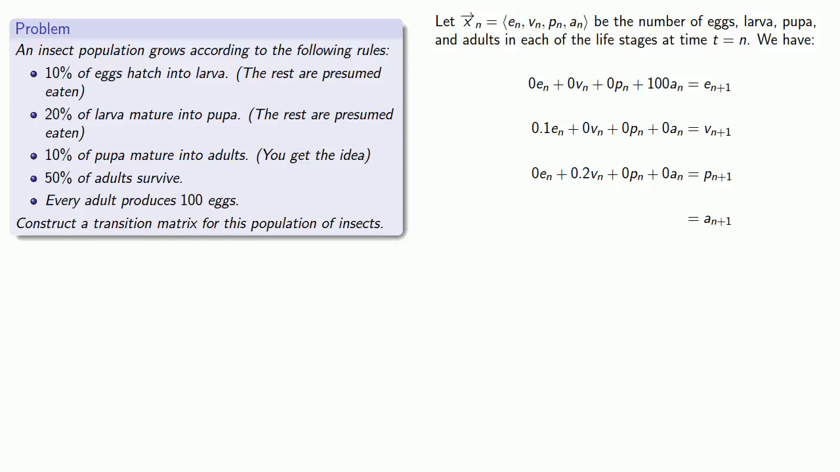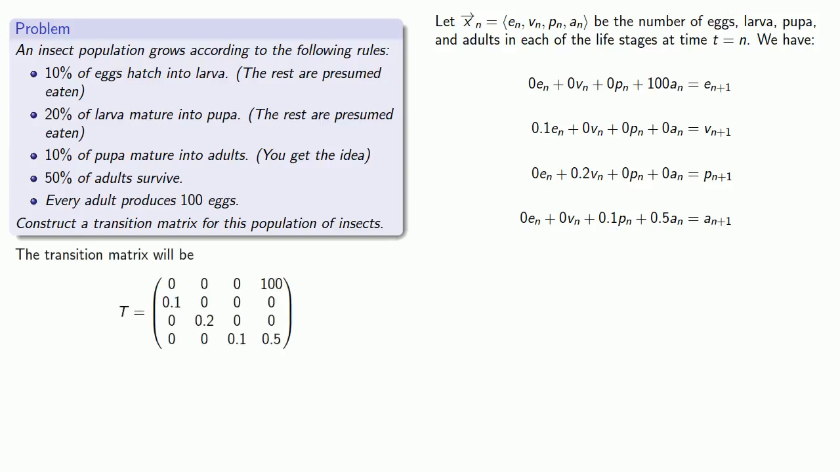So the adults actually come from 2 different sources. 10% of the pupa mature into adults, but there's a second source. 50% of the existing adults survive, and so the number of adults at time n plus 1 is going to be 10% of the pupa and 50% of the adults. And again, we'll include our other terms using a 0 coefficient, and our transition matrix is going to consist of the coefficients of these formulas.